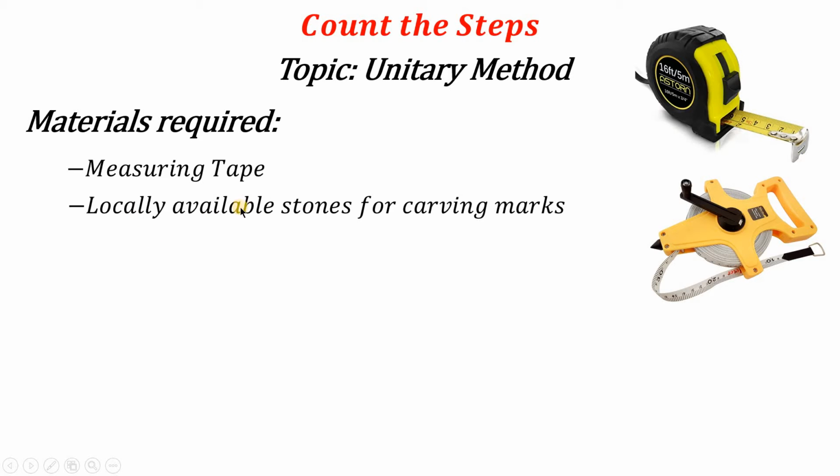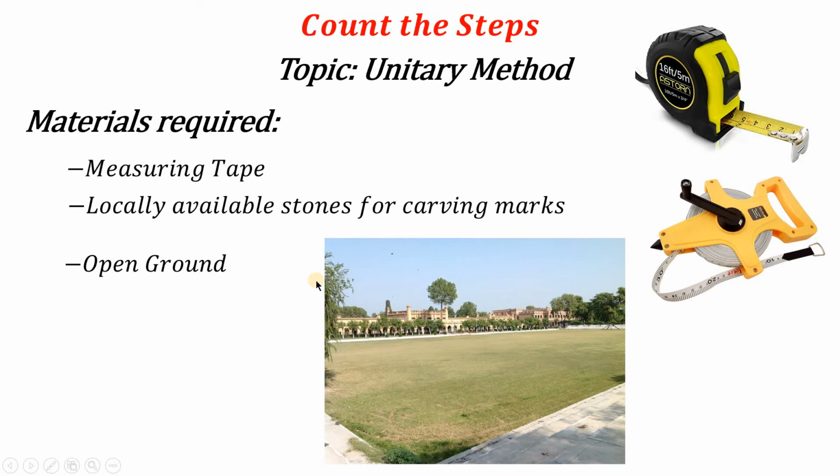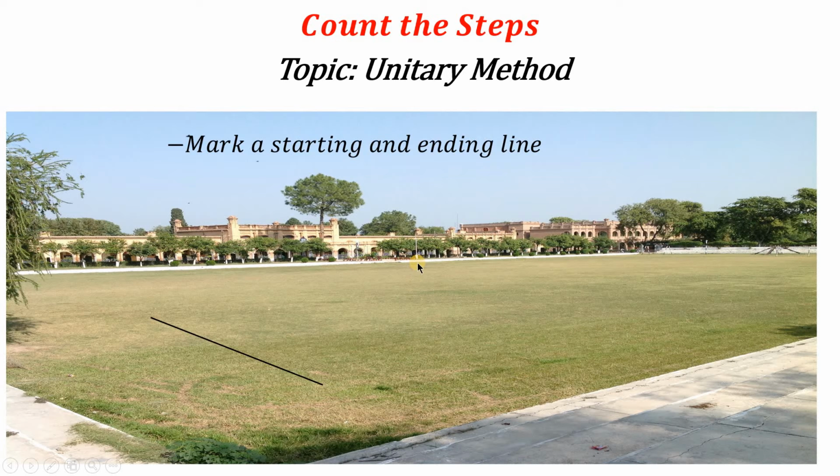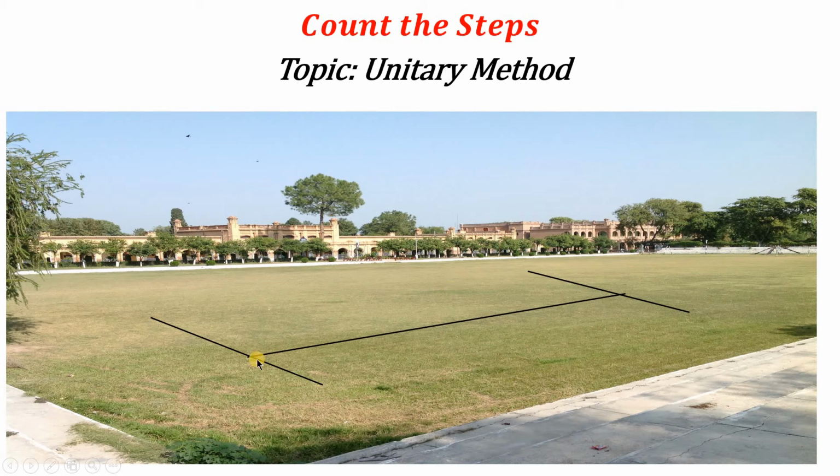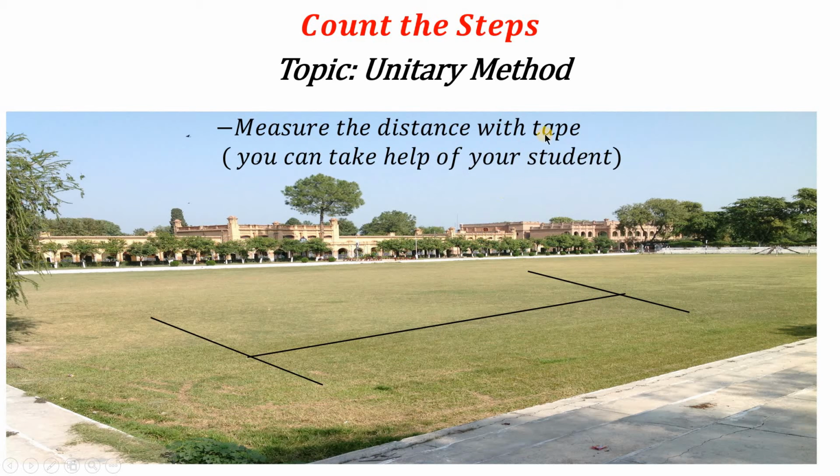We can use locally available stones for carving marks on the ground, and we need an open ground, which is mostly available in the schools where we are teaching. So let's start. First we should mark a starting and an ending line like this. We can use the stones to carve the marking, and remember that these two lines must be parallel to each other. Then we need to measure the distance from the starting to the ending point with the help of a tape, and you can also take the help of a student, who will find it good working with you.